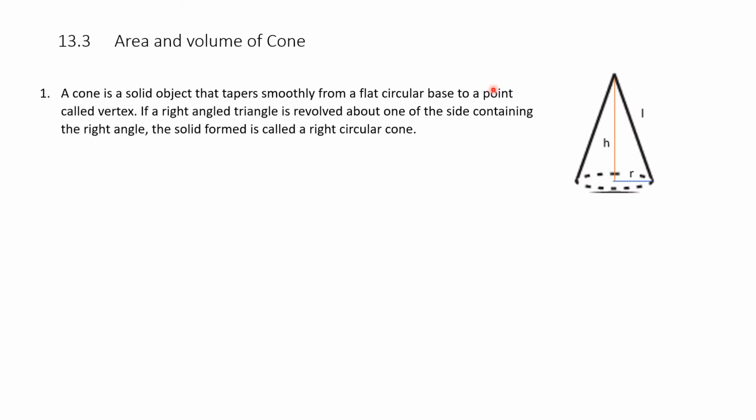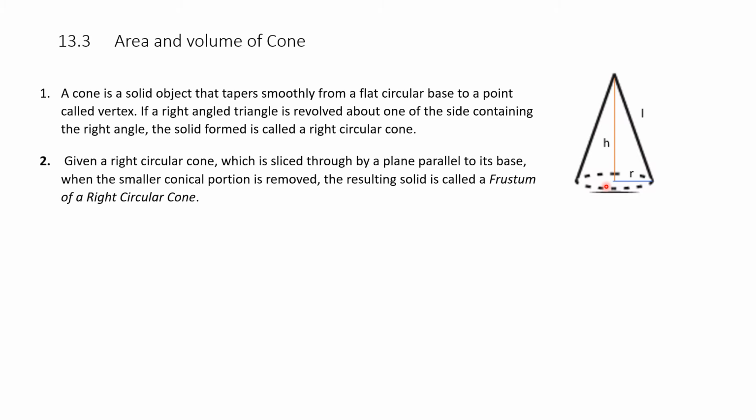A cone is a solid object that tapers smoothly from a flat circular base to a point called the vertex. If a right angle triangle is revolved about one side containing the right angle, that is revolved around this height h, then the solid formed is a circular cone. Given a right circular cone which is sliced through a plane parallel to its base, when the smaller conical portion is removed, the resulting solid is called a frustum of a right circular cone. In its simplest terms, if you cut off the top portion of a cone, the bottom portion is called a frustum of a cone.